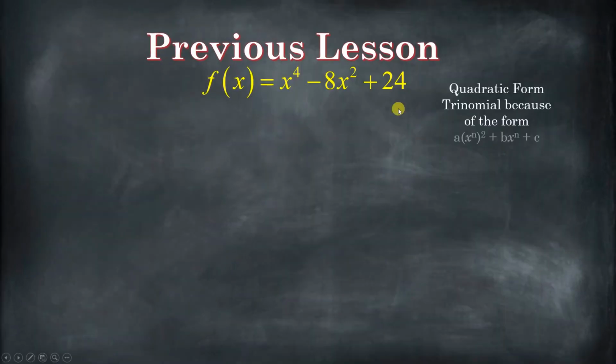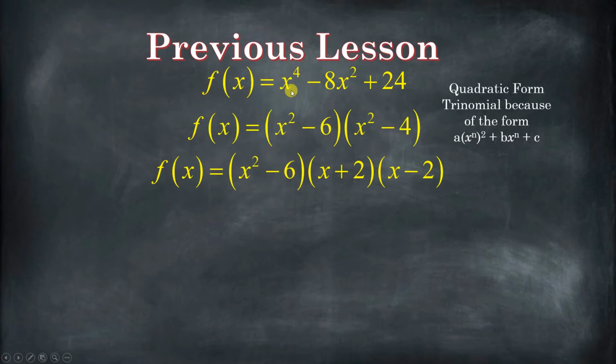What we learned in the last lesson is that this is quadratic form because it's of the form ax to the power of n squared plus bx to the power of n plus c. So the last term's constant. This term right here, x squared, that's x to the 4th. So this is squared from here. If you take this x squared and you square it, that's how you get the degree in your first term right there. So this is quadratic form. It's kind of like x squared minus 8x plus 24.